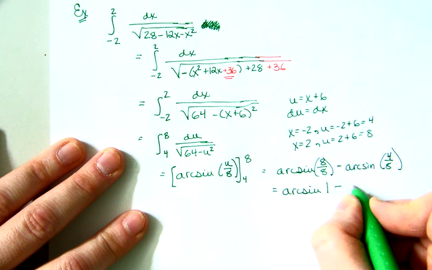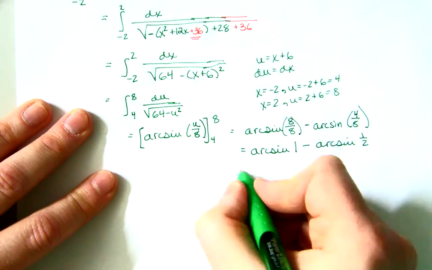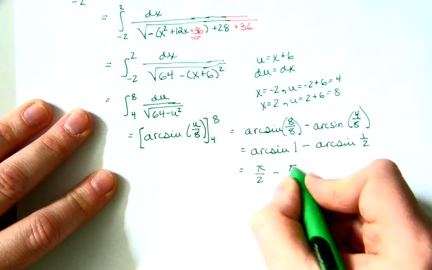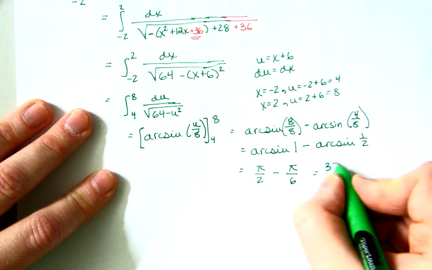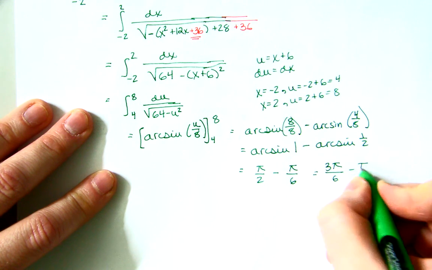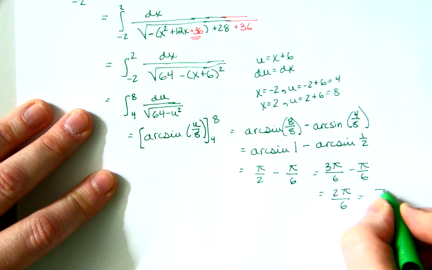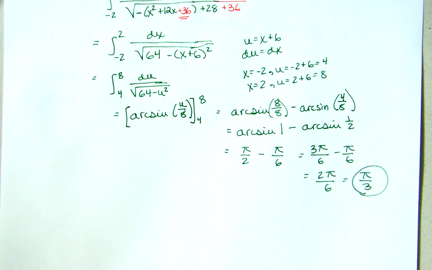You're going to get the arc sine of 1 minus the arc sine of a half. And now you evaluate. Where's the sine 1? At pi over 2. Where's the sine a half? At pi over 6. So this is going to become 3 pi over 6 minus 1 pi over 6, 2 pi over 6, or pi over 3. The signed area under that function is pi over 3.